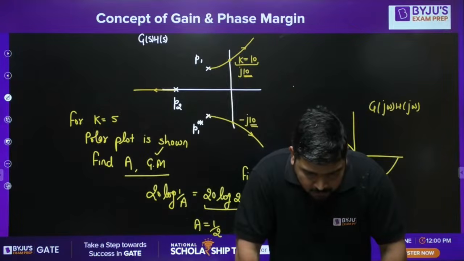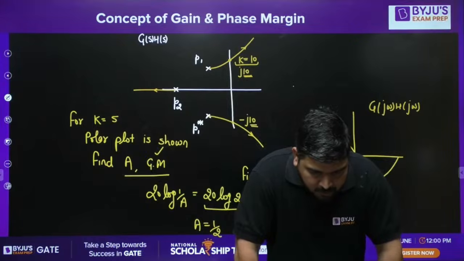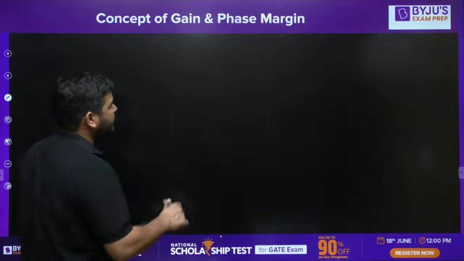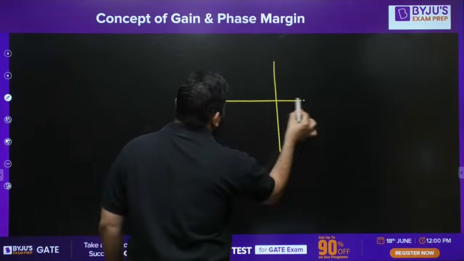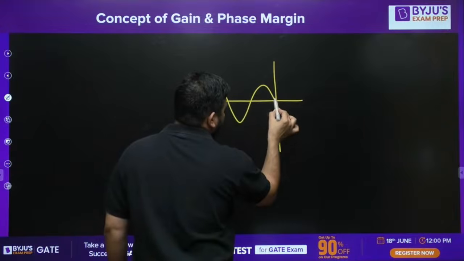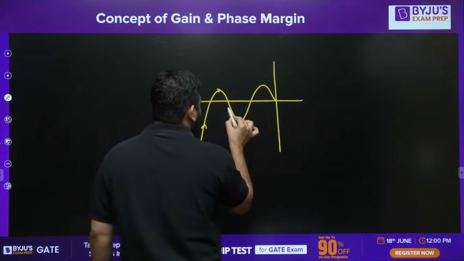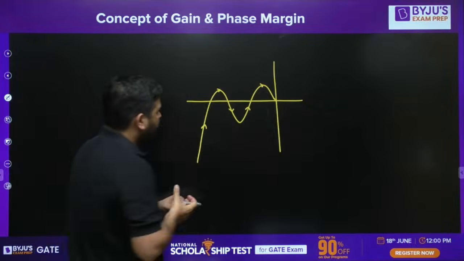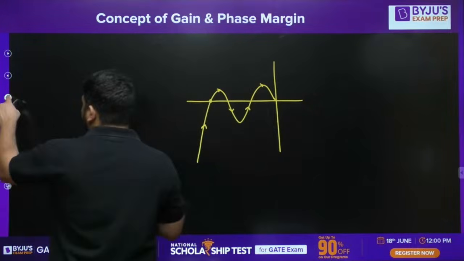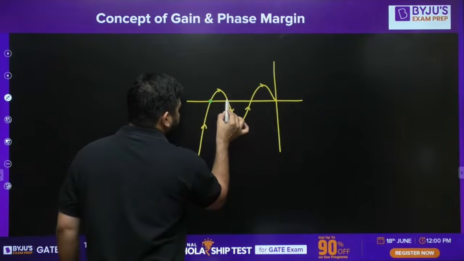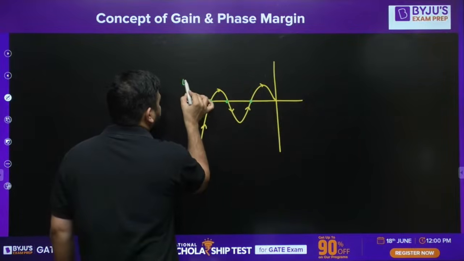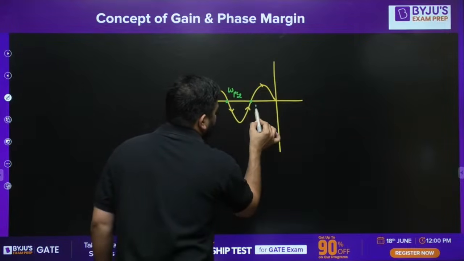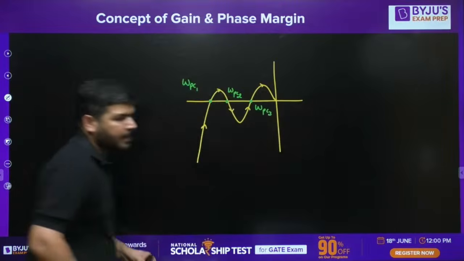Rohan is asking, for multiple phase crossover frequencies, how to calculate the gain margin. Yes. Let's say there is a system for which the polar plot is like this. Now we know that this is the phase crossover frequency. This is omega PC1, omega PC2, and this is omega PC3.